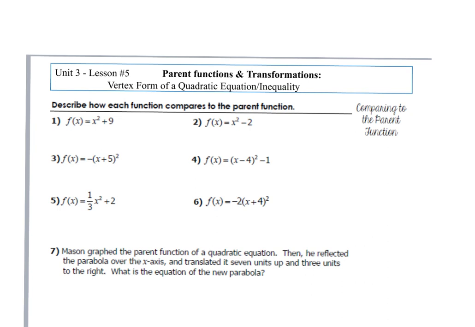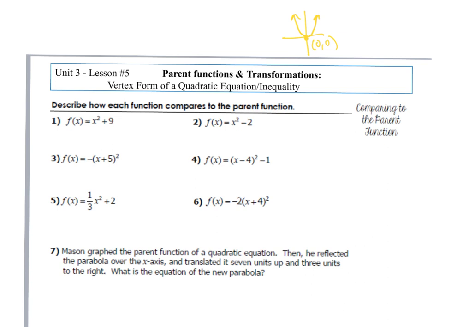On this next part, on numbers 1 through 6, we are going to describe how each function compares to the parent function. That means we're going to describe how it's transformed or shifted from the parent function. If you remember our quadratic parent function, it has a vertex passing through the origin, 0, 0. So how has each of these shifted from having a vertex at the origin?